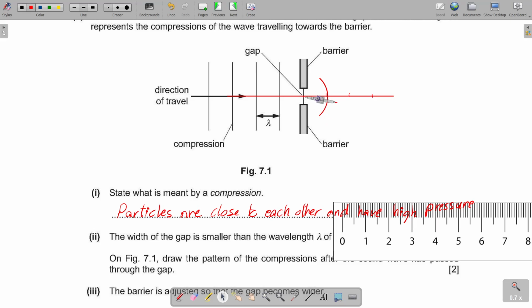Now we increase the length and draw the next one. From the next point, we draw a curve that is slightly wider like this. And then we go to the third point and draw this third curve, which is wider again. So this is the final shape of the diffracted wave.